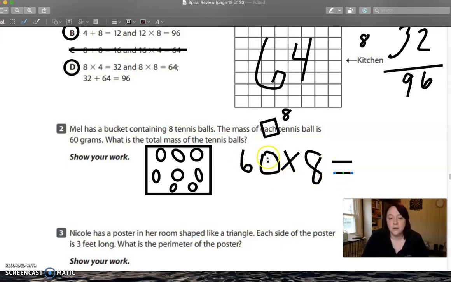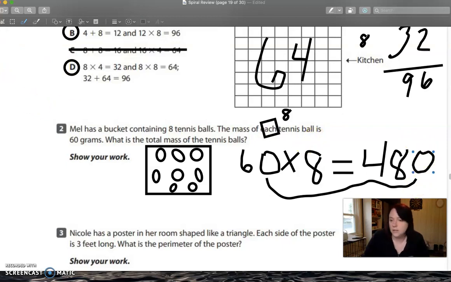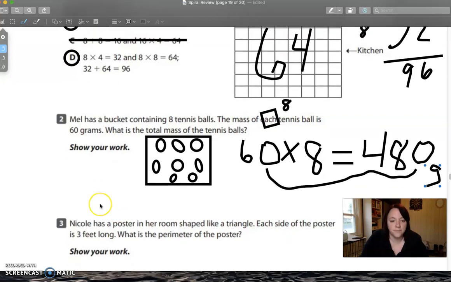Okay, now I know this looks like a big number, but we talked about this in class. When you have a 0, you ignore that for a minute. So you only do 6 times 8 first. And what is 6 times 8? It is 48. Then you bring the 0 over and it equals 480 grams. Just like that. So the total of the tennis balls is 480 grams.